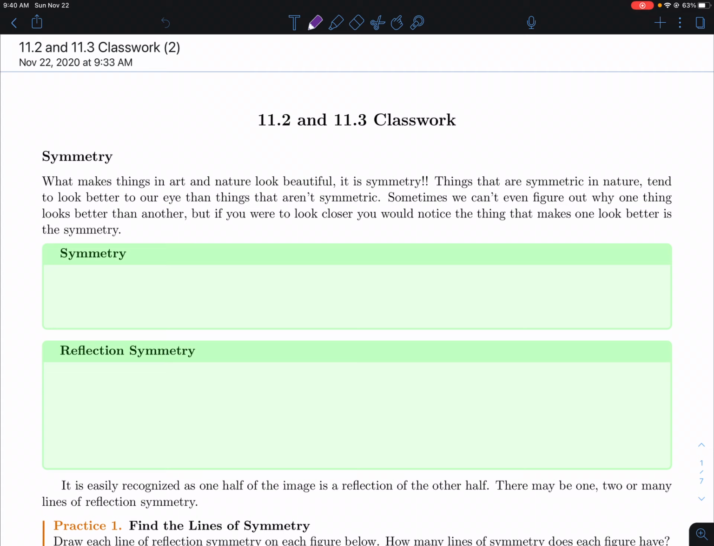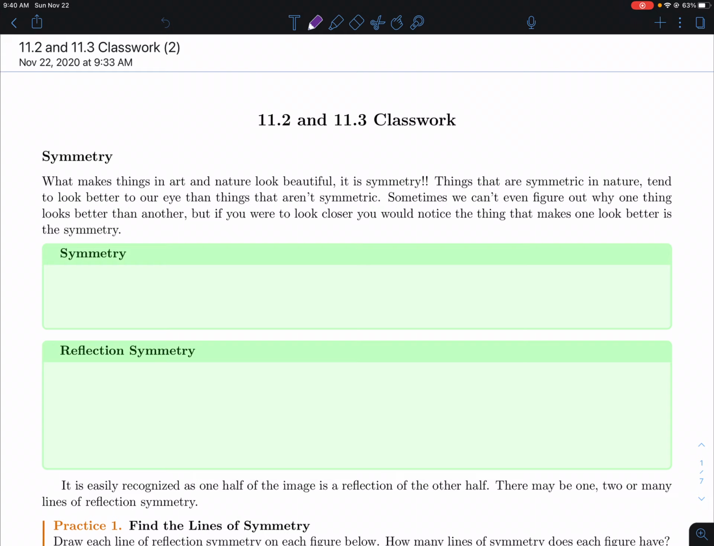So today we're going to finish up chapter 11. This is a good way to go into Thanksgiving break. We're going to be talking about different types of symmetries that can occur in the plane, and tilings and things like that. So let's jump right in.